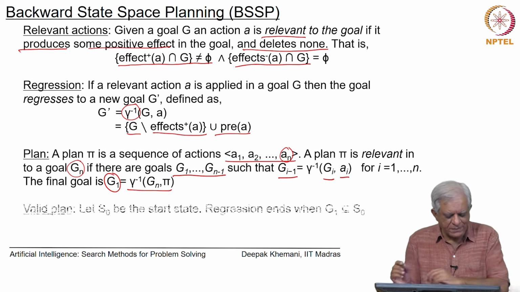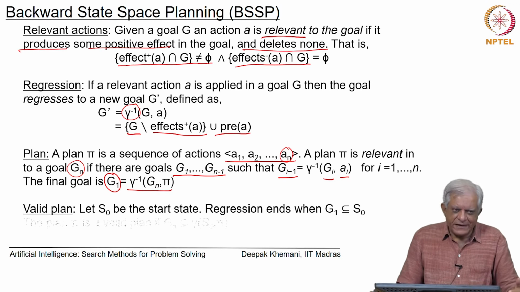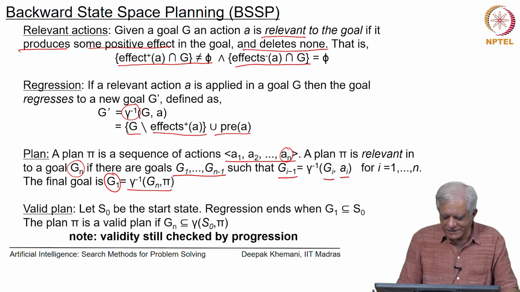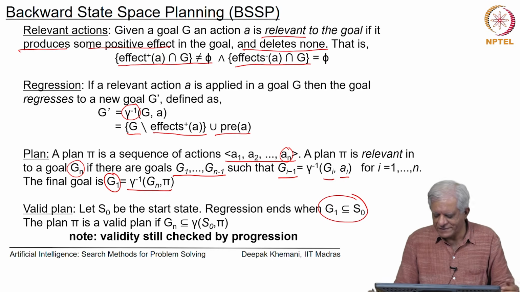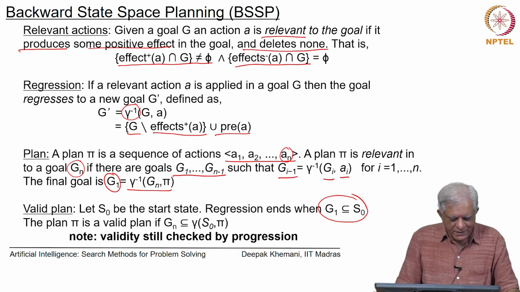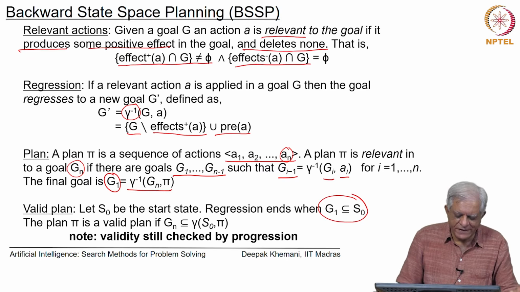When will our algorithm terminate? Let S0 be the start state which is given to us. We will terminate the regression when the goal that we have regressed to is true in the start state. That means, the predicates of the goal are present in the start state S0. However, we have to do an additional check, and we will see in a moment why that is the case.